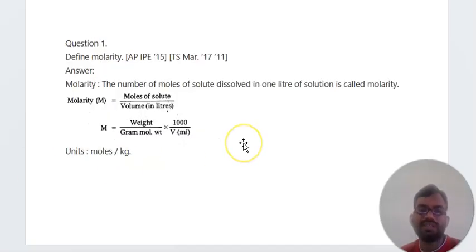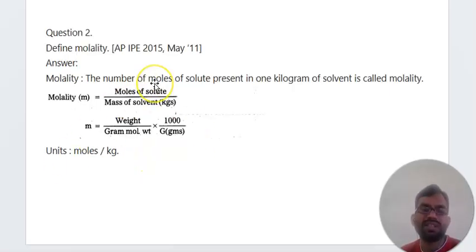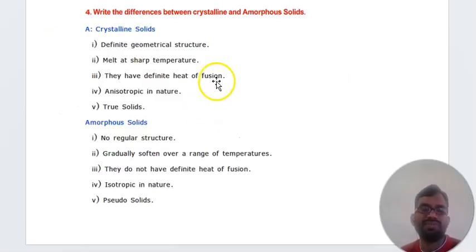Then you can see what is molarity, the number of moles. This is the formula. You can understand the units are also mentioned here clearly. Then you can see what is molality, and the formula, and moles per kilogram is the unit. And you can see a few of the differences between crystalline and amorphous solids. Crystalline solids have a defined geometrical structure, and you can see the other, amorphous solids. Like that, you have a few important questions.